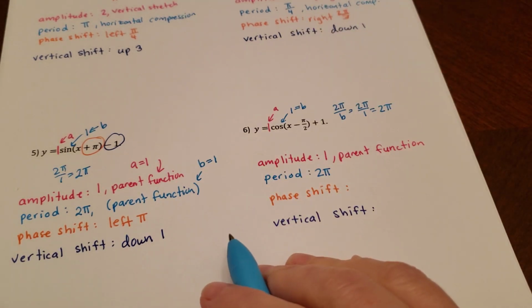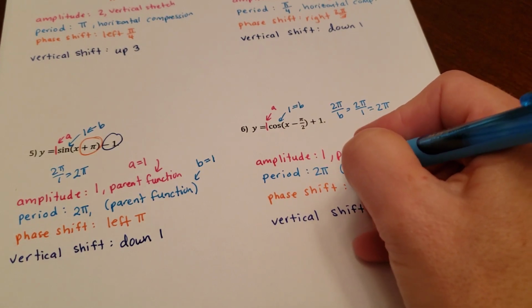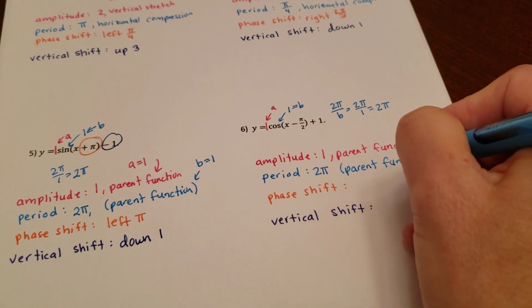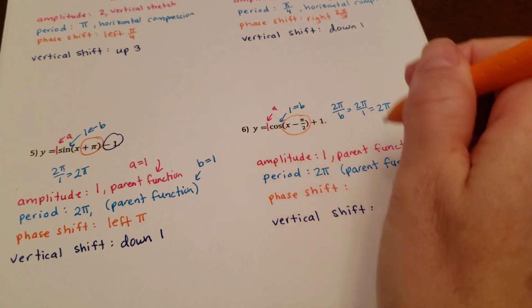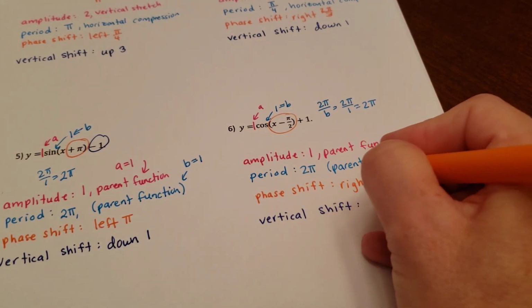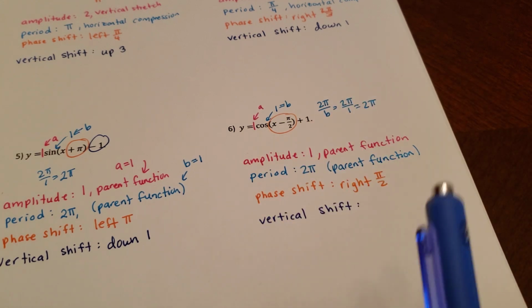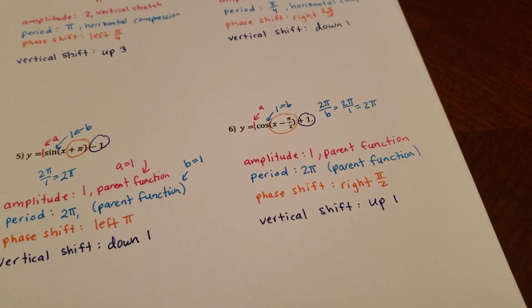So anytime you are starting with the original 2 pi period, then you just know, again, no shifts, at least not vertically, no compressions and no stretches. The phase shift, again, what's in the parentheses? So I've got a negative pi over 2, so I'm going to go right, pi over 2. And then for my vertical shift, I've got a plus 1, so I'm going to go up 1.